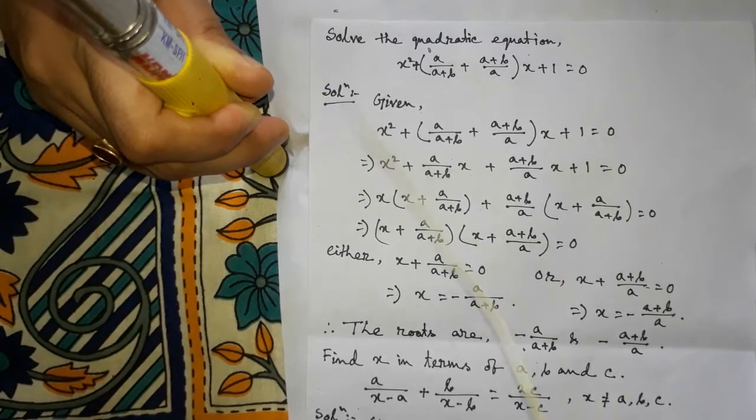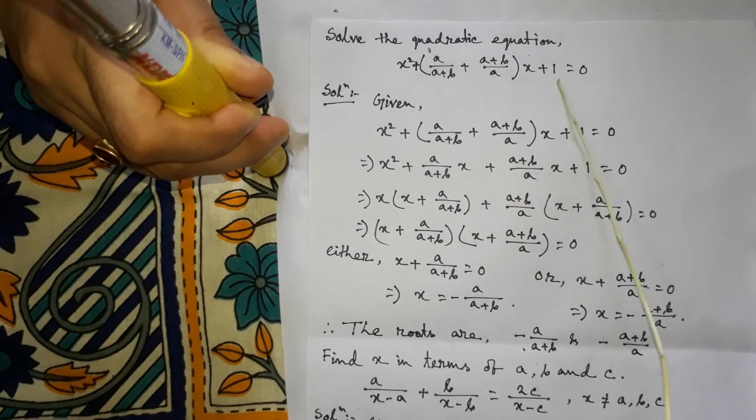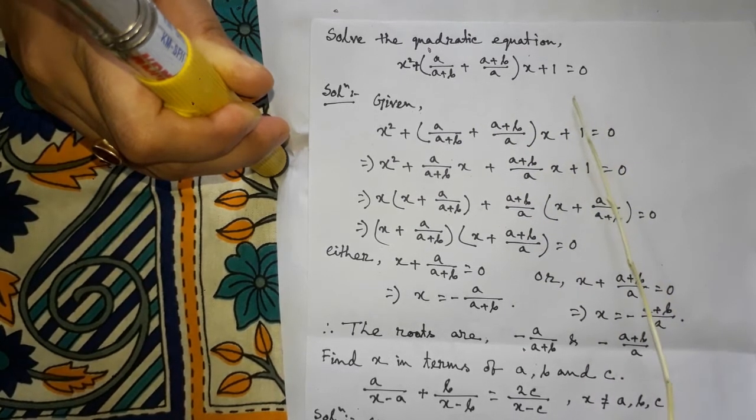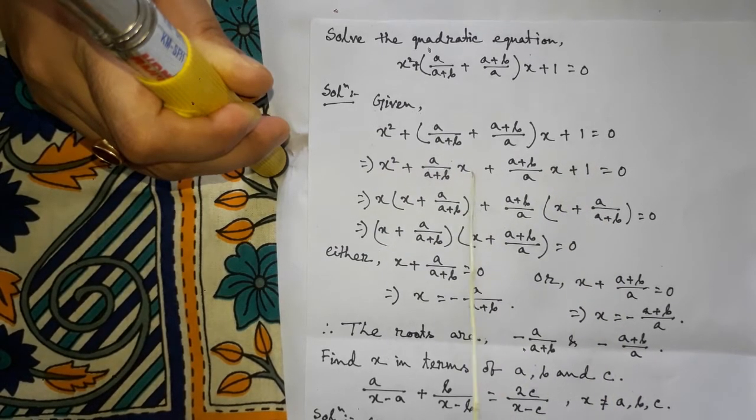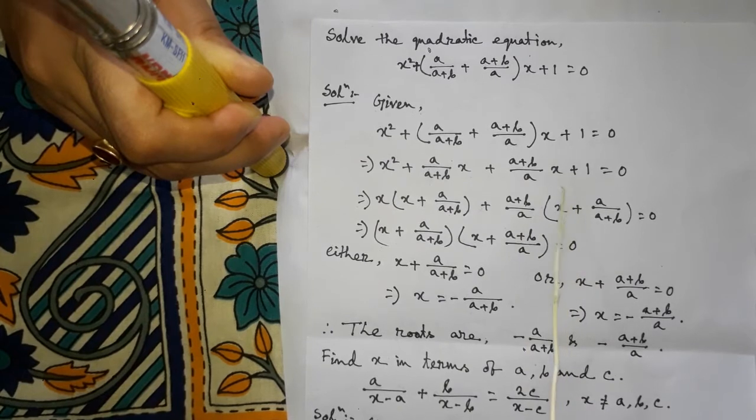A quadratic equation is given: x square plus (a by a plus b by a) into x plus 1 is equal to 0. We have to solve this quadratic equation to get the value of x. So, this is the given equation. Multiply this middle term by x. After that, from the first two terms, take x common, and from these last two terms, take a plus b by a common.